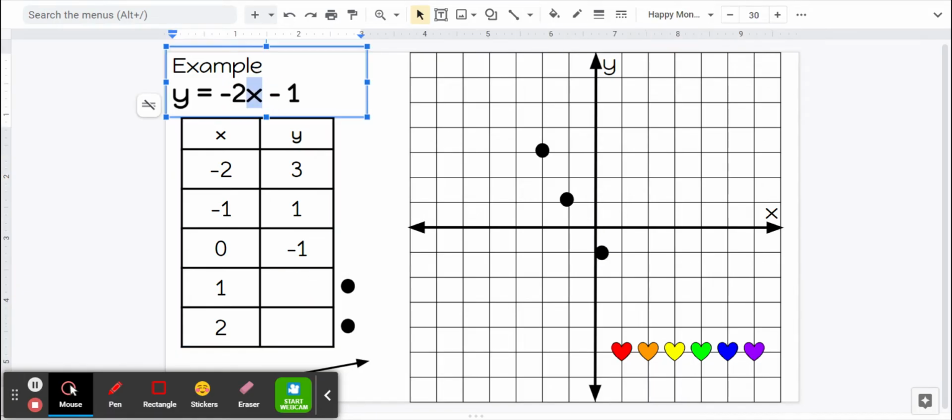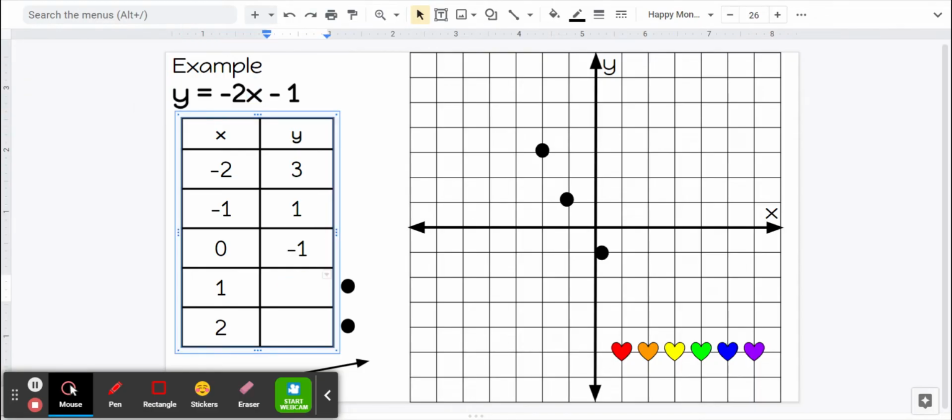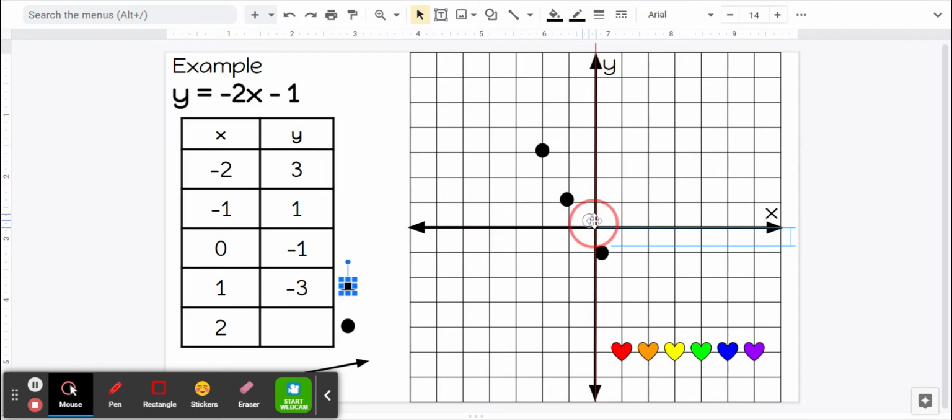If we replace x with 1, negative times a positive is a negative. So that would be negative 2 if we multiply. And negative 2 minus 1 more would be negative 3. So to graph that one, I'm going to start at the origin, go over 1, hop on the elevator, and go down 3. And now I notice this one shimmied to the side a little bit, so let's move it back.